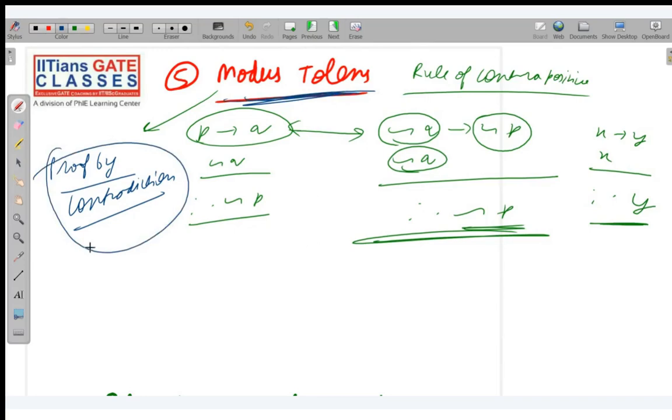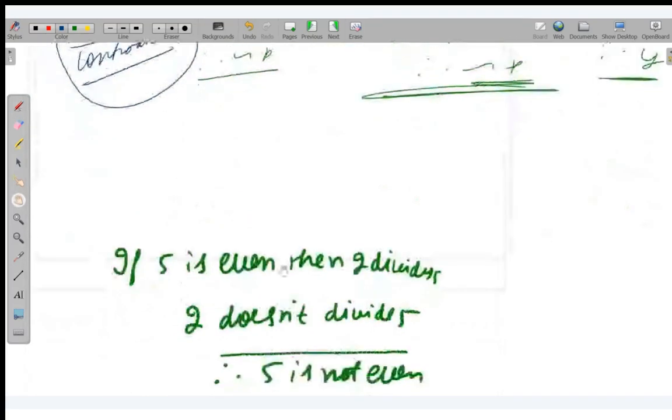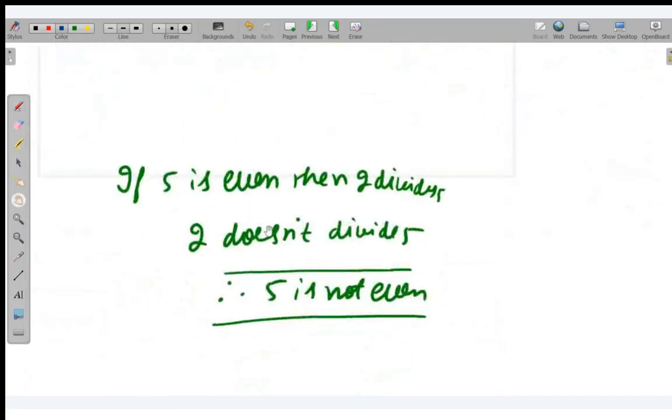So see this example, you will get more clarity. If 5 is even, then 2 divides 5. I have assumed that 5 is even. So if you assume 5 is even, then you should say 2 divides 5. Now finally you will say but 2 does not divide 5. So the conclusion is 5 is not even. This is a proof by contradiction example. I think you have got it. This is P, this is Q, this is not Q, therefore not P.